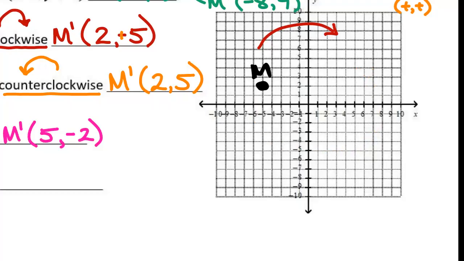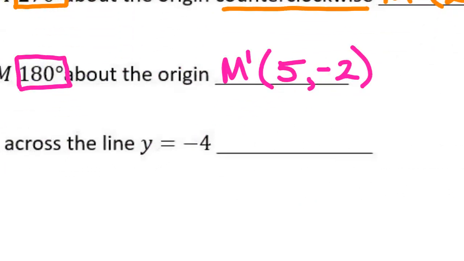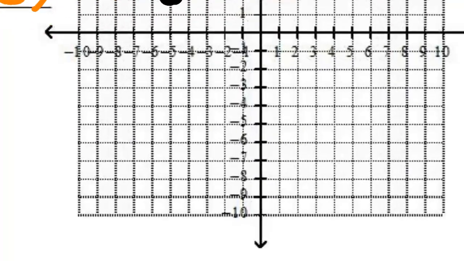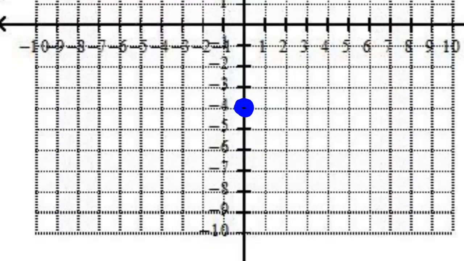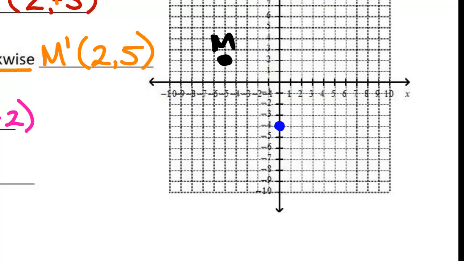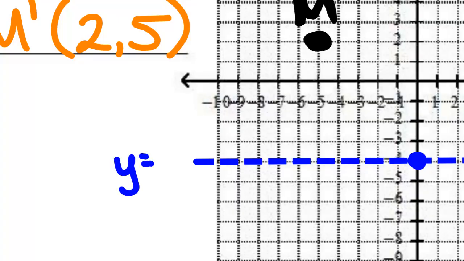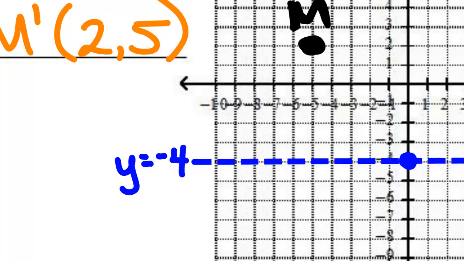And then finally, we get to our last problem here. We want to reflect over the line or across the line y equals negative 4. So y equals negative 4. Go to the y-axis, find negative 4. That's right here. This is a horizontal line because it goes through the y-axis. So there's y equals negative 4.